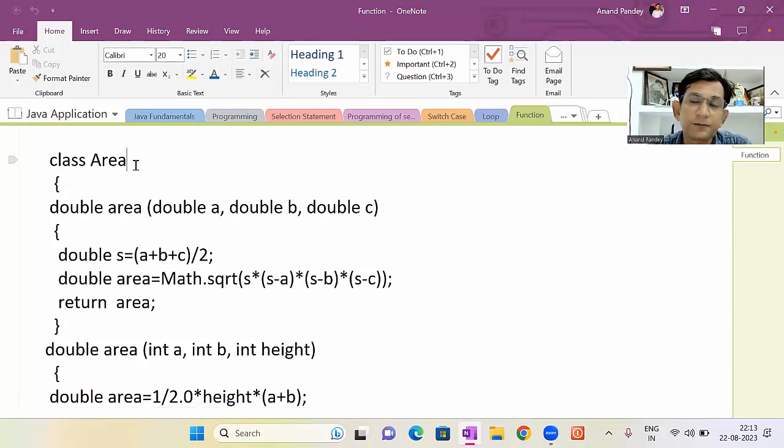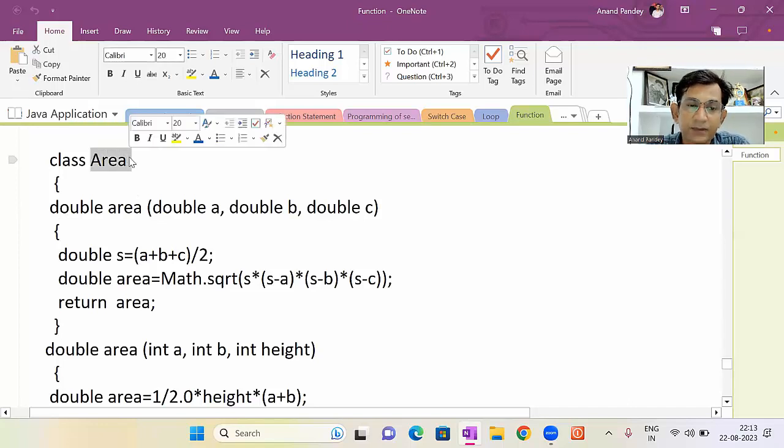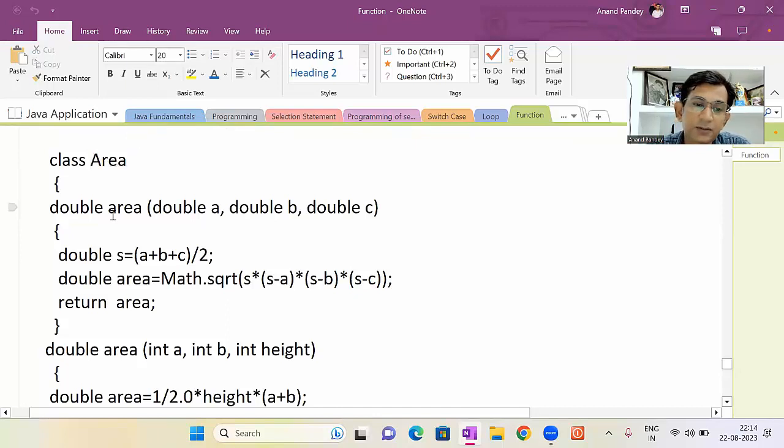We cannot take the function name the same as the class name, because if you take a function name and class name the same, then that function will be a constructor. So please take care of this. Don't take the same name as the function name. Class name you can take anything, but not the same as the function name. Okay. Coming to the first function. In this, it is set to calculate the area of a triangle using the formula. The formula is written there. This formula is here. Let me show you.